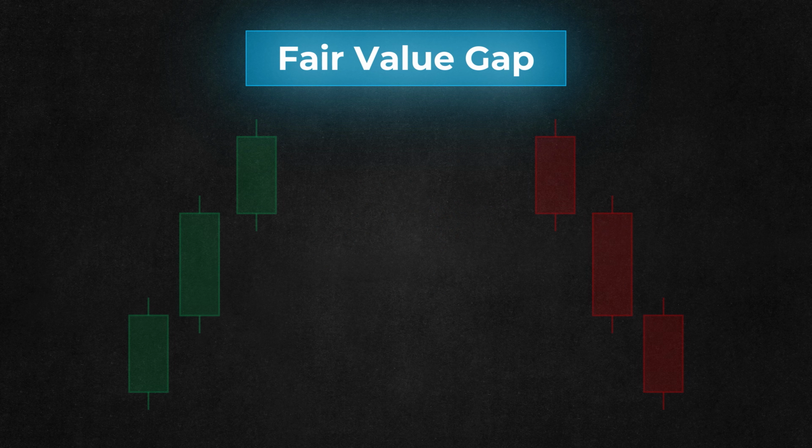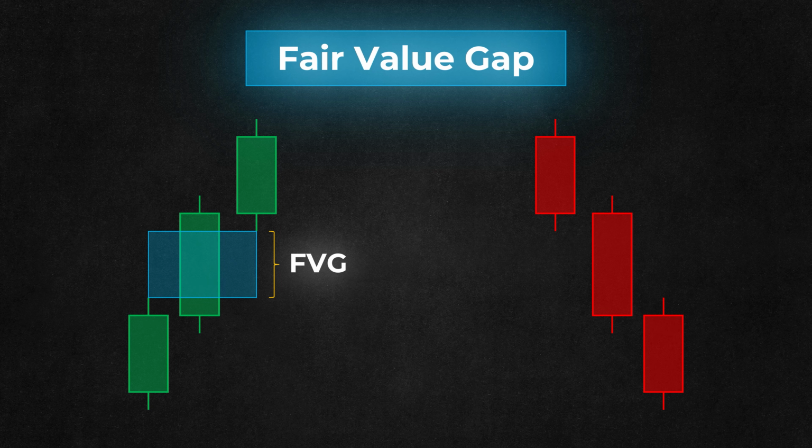Fair value gaps. Fair value gaps, which are popular among ICT followers, are similar to common gaps. The fair value gap is a 3-candle pattern where there is a space between the upper shadow of the first candle and the lower shadow of the third candle in the case of a bullish fair value gap, and a space between the lower shadow of the first candle and the upper shadow of the third candle in the case of a bearish fair value gap.